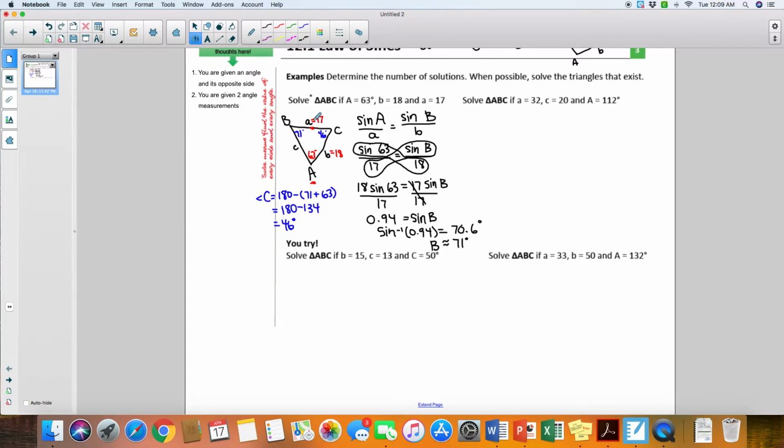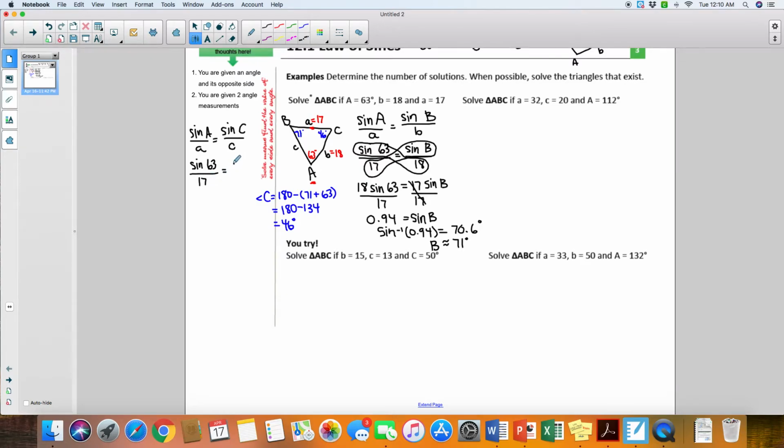All right, so I'm going to reuse sine A over little a, but this time I'm going to use 46 for C. So I'm just going to write that over here. So sine of angle A over little a is going to equal sine of C over little c. Again, A is 63, so that would give me sine of 63 over little a, which is 17.